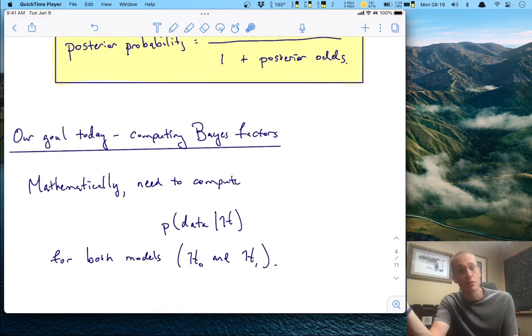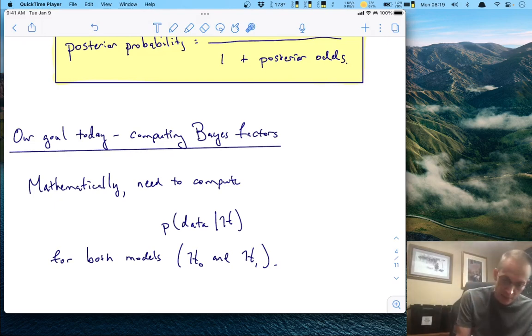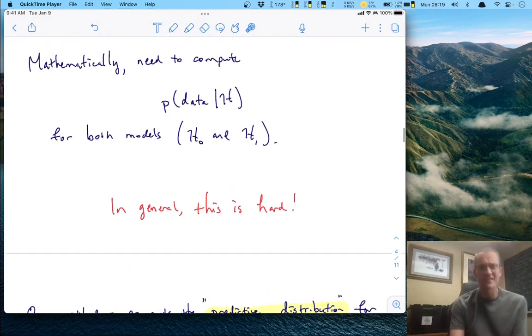Well, you know what the Bayes factor looks like, right? It's the probability of the data given one model over the probability of the data given the other model. So that means we need to be able to compute these. These are called marginal probabilities, or marginal likelihoods, and we need to do this for both models, for H0 and H1. How do we do that? Well, in general, this is hard.